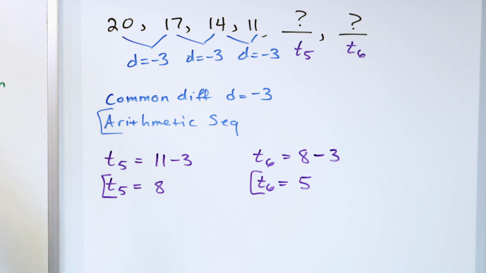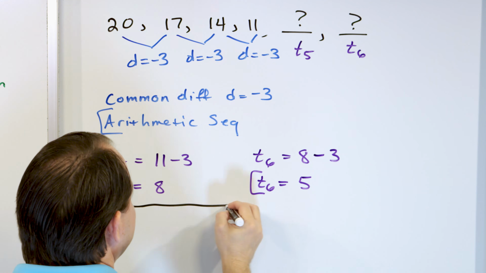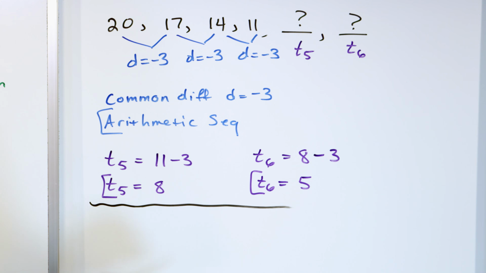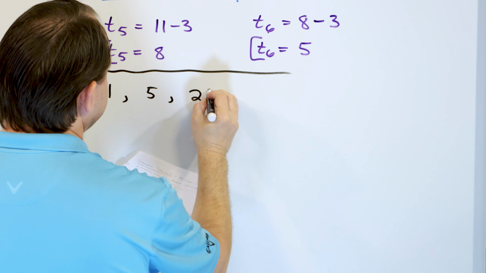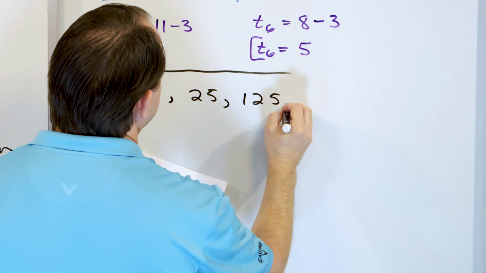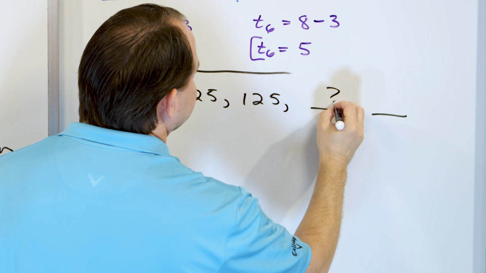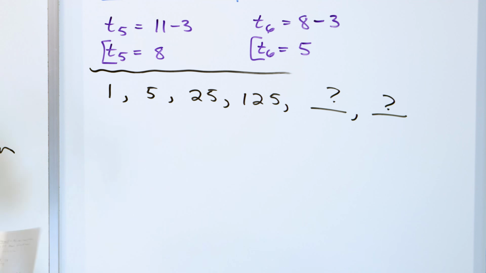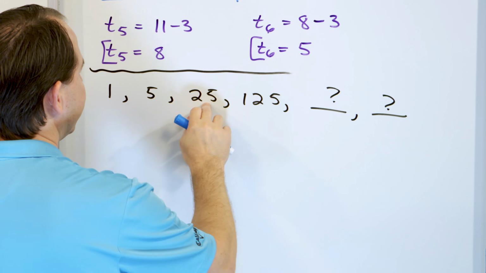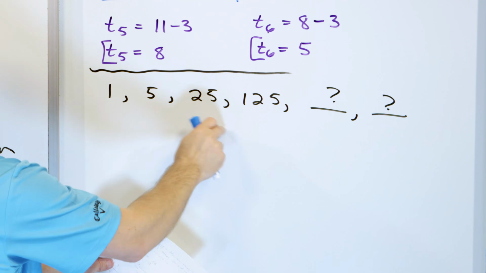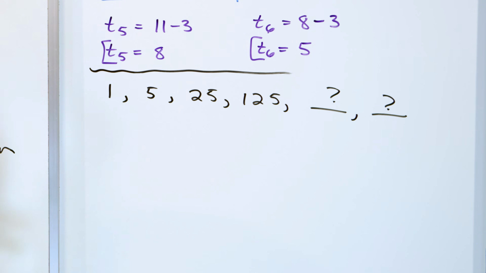Now let's take a look at one more, and it probably won't be a big surprise, and it's going to end up becoming a geometric sequence. Let's say 1, 5, 25, 125, and then something and something else. I want to figure out what these two are, and I want you to tell me arithmetic or geometric. Well, if I look at the common difference, 5 minus 1 is 4. The common difference here, 25 minus 5, is 20. So the common difference is automatically not the same.